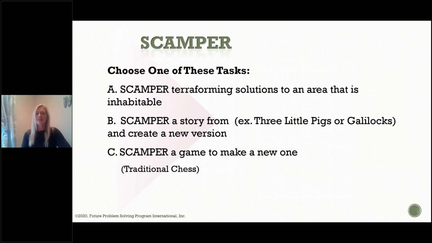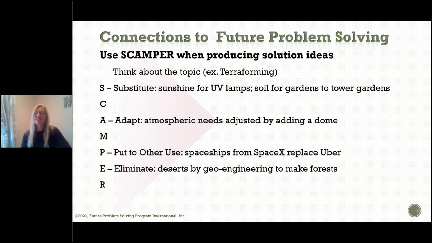Okay. So what are some ways to use Scamper? Well, here's 3 different ways we can use Scamper. We could scamper some terraforming solutions to an area that's inhabitable. Maybe we scamper a story. Maybe we could scamper the 3 little pigs or Goldilocks and create a new version. Maybe you might scamper a game to make a new one. Maybe we have traditional chess and we want to scamper it to make it a little better. And I do see a typo on Goldilocks. I apologize for that.